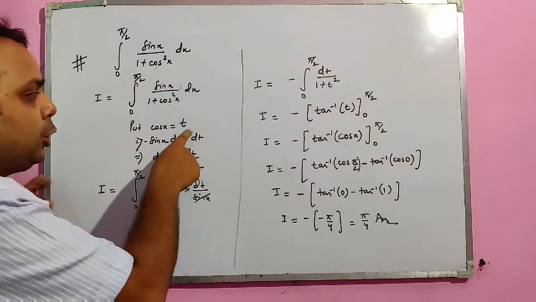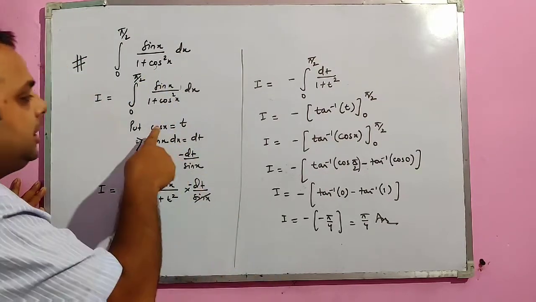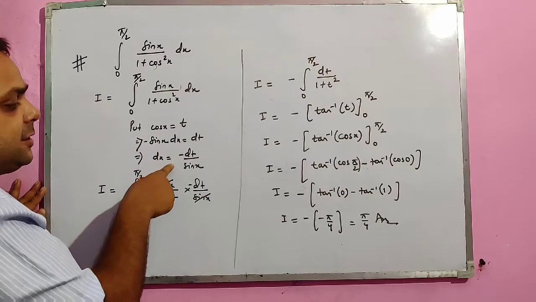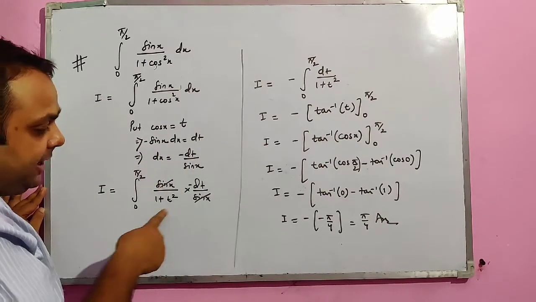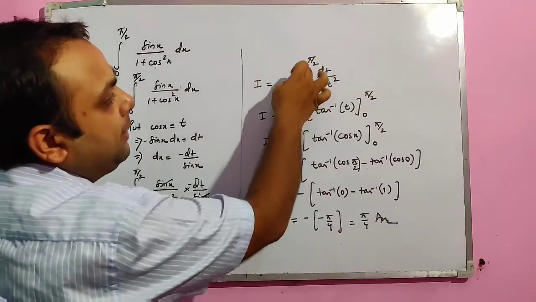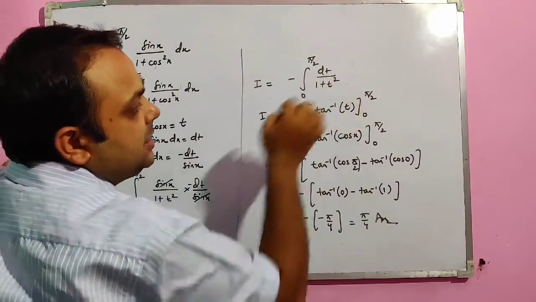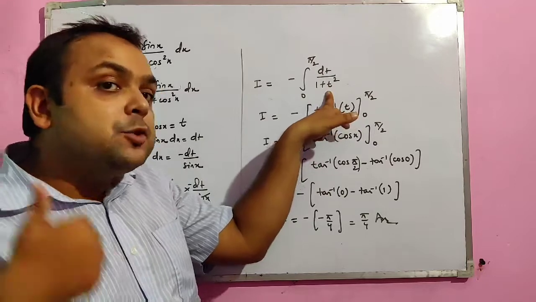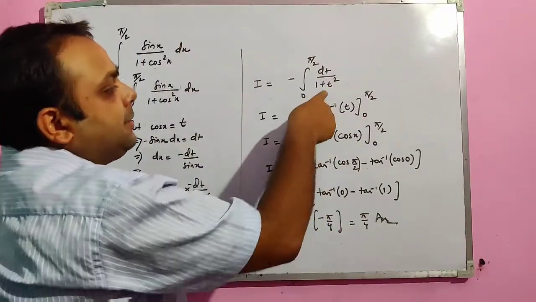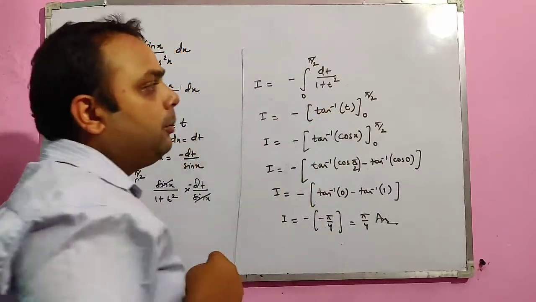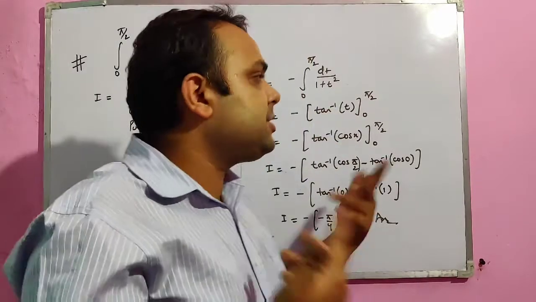Take cos x equal to t, and by the substitution method, on differentiating we get dx equal to minus dt upon sin x. Now they are eliminated and we get the integration from 0 to pi by 2 of dt upon 1 plus t square. Now this is in terms of t. So this can be written as tan inverse of t. The formula of this is tan inverse x or tan inverse t.